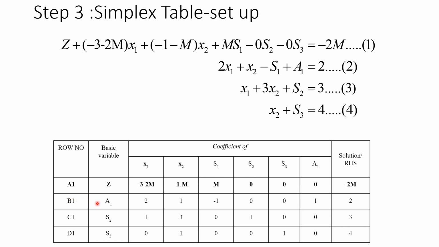Your question may be why not s1. Because s1 has coefficient minus 1, so it will not make your identity matrix. So that's why we introduce here artificial variable as a1, and that's why that is called artificial variable technique.